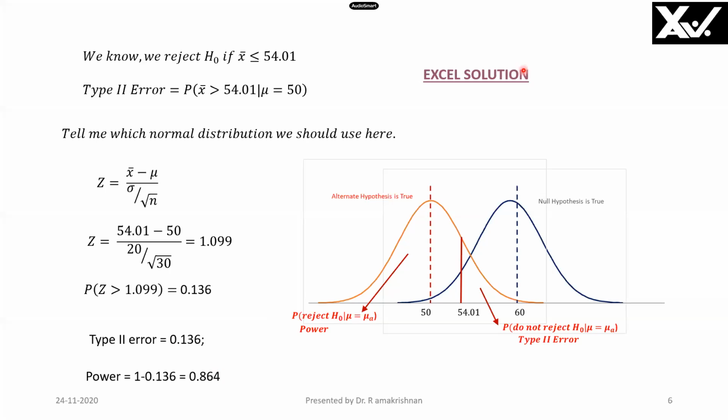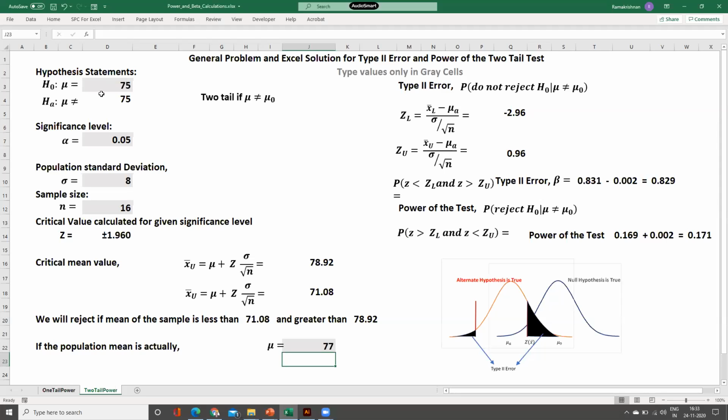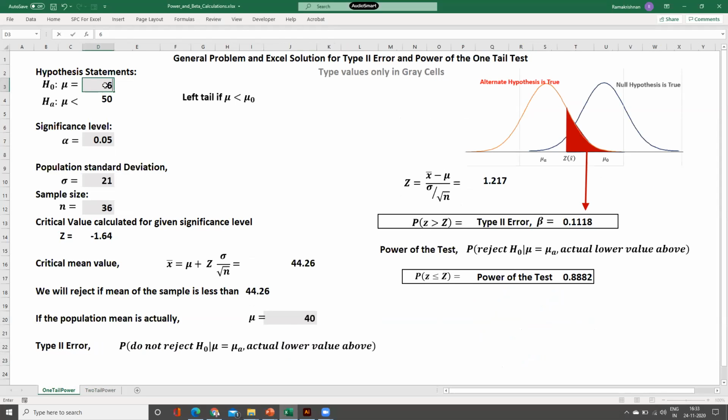Right? We can also find this using the Excel solution. We'll go to this Excel. See here, we will take the 60 as the problem value, and this is at 0.05. We took this as 20, and then we took this as 30, and then we took the alternate mean as 50. So you are getting 0.136. Yeah. So we can also change this to 0.09, and then you will see 0.081. Right? So it decreases. It is now 0.081.